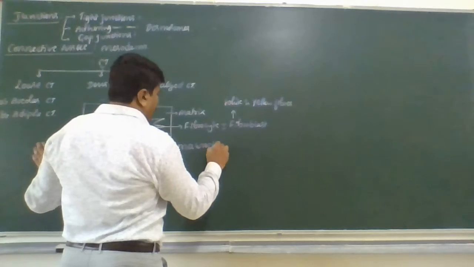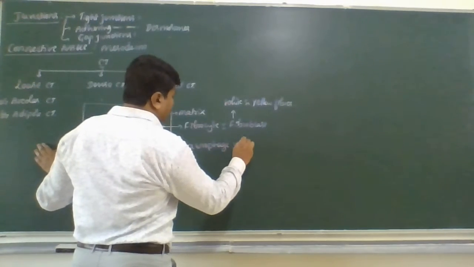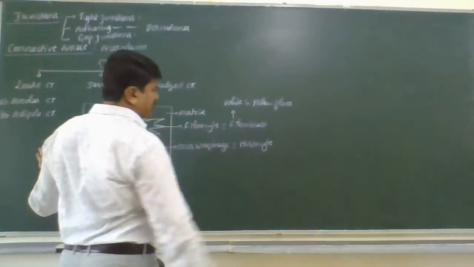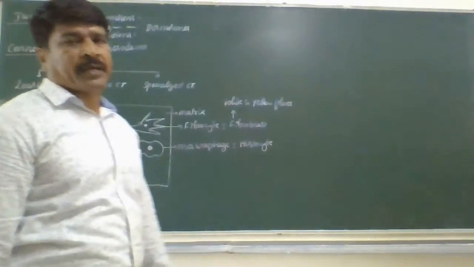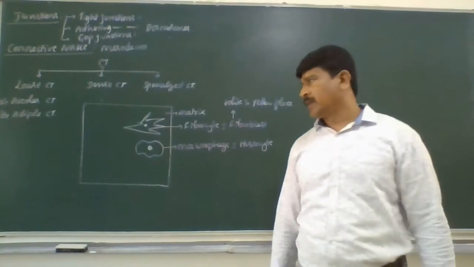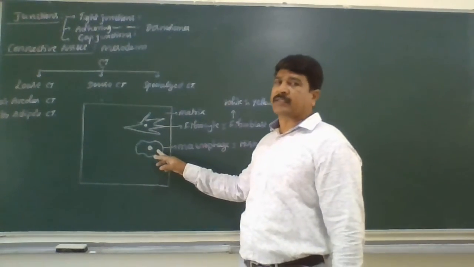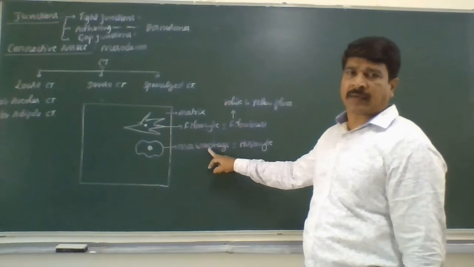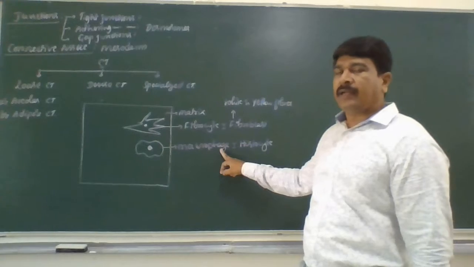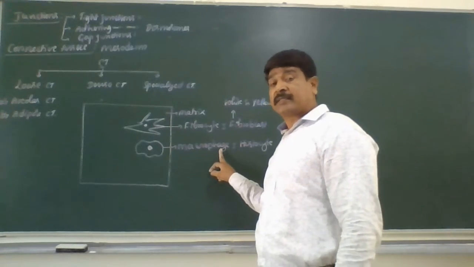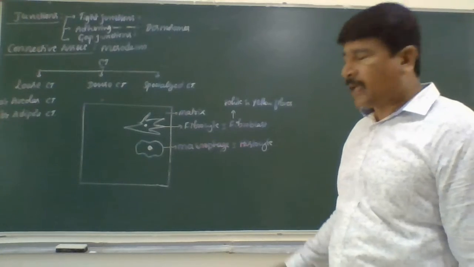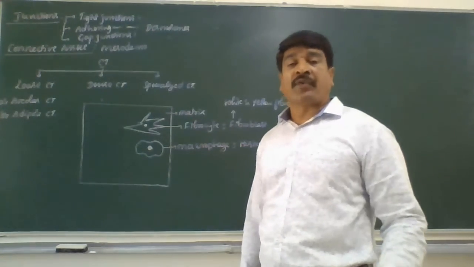Macrophage is also called a histiocyte. These are large amoeboid cells with small spherical or oval nuclei. They are phagocytic in nature, engulfing the bacteria and dead cells present in the matrix of the connective tissue. Clear? Hence, they are also called phagocytes.